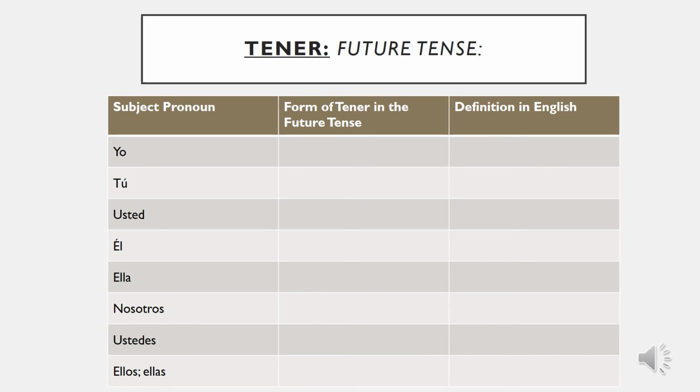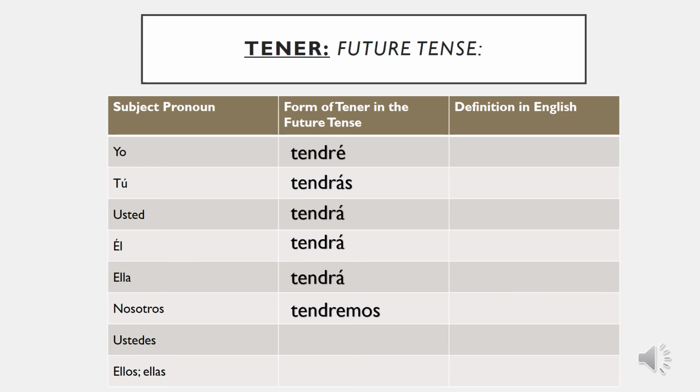So in the future tense, our forms of tener are yo tendré, tú tendrás, usted tendrá, él tendrá, ella tendrá, nosotros tendremos, ustedes tendrán, and ellos y ellas tendrán. So notice that there's a change all the way through. You have the DR. And then also notice that all of your forms except nosotros have an accent mark.